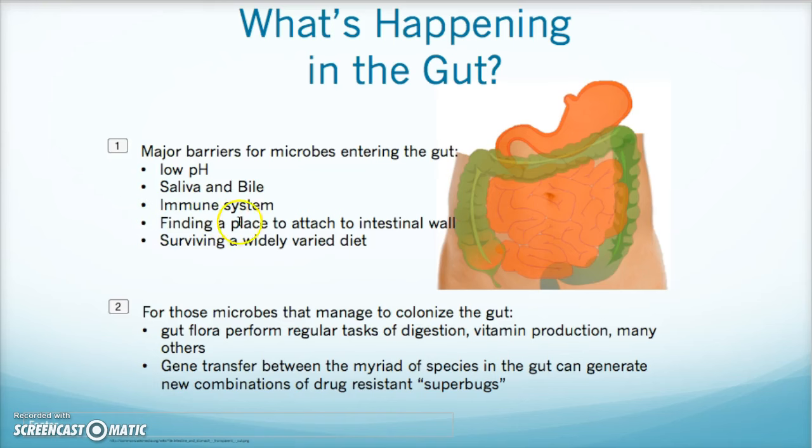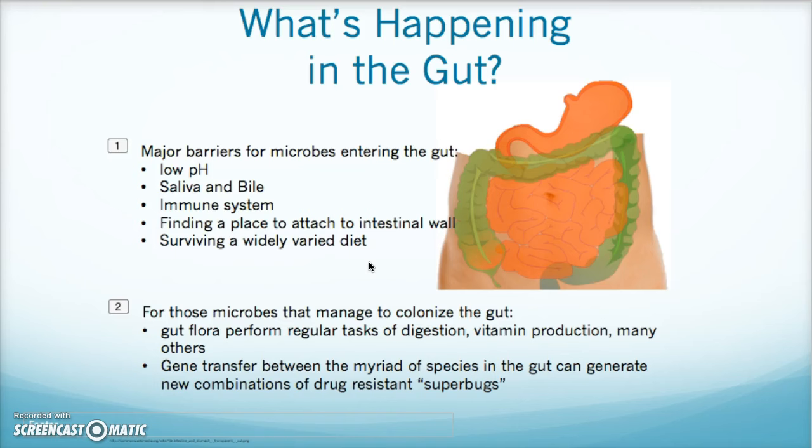We have an immune system that will recognize dangerous microbes and attack them. Also, it's hard to attach to the intestinal wall. We have a mucus coating on the intestinal wall, and we have peristalsis, which is the movement of food through, so it's kind of a transient state. So being able to attach to the intestinal wall is a real plus. And then also being able to survive a varied diet.